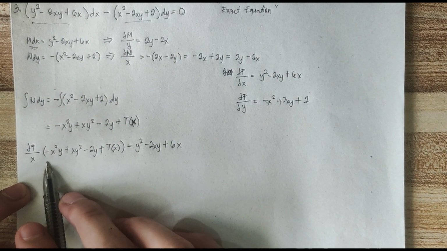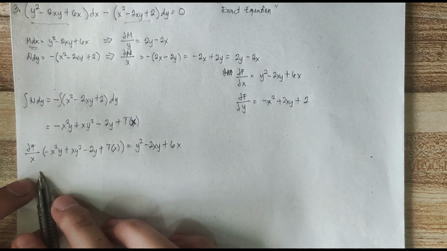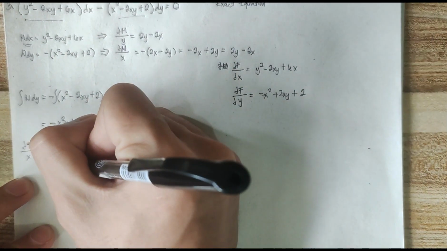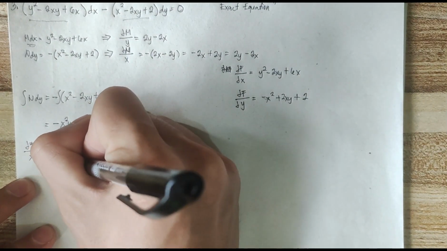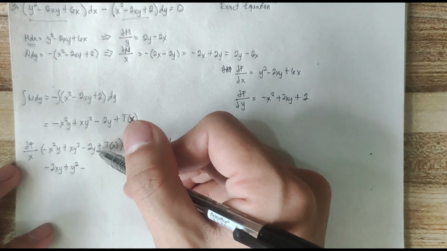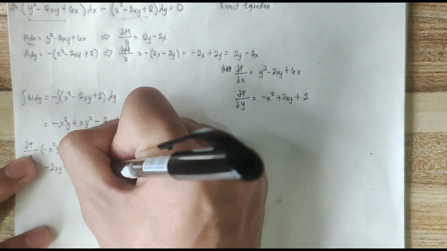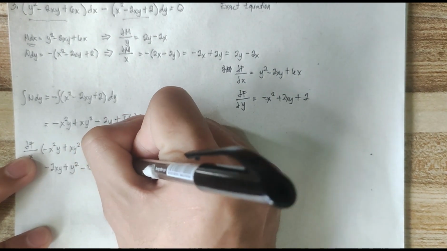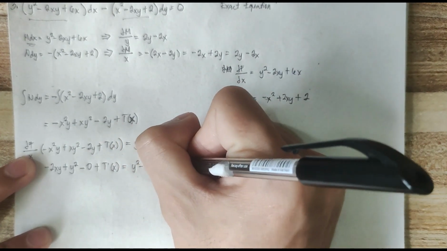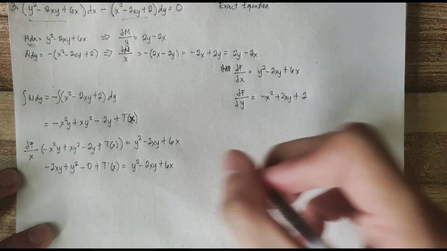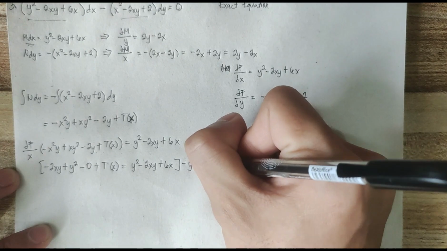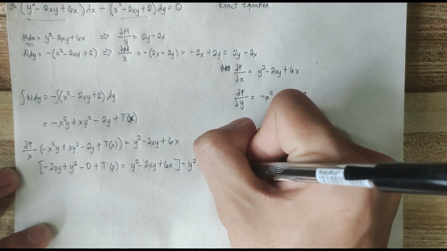So now we need to derive this function in terms of x. Then we have negative 2xy plus y squared minus the derivative of negative 2y in terms of x, which is 0, plus T prime of x is equals to y squared minus 2xy plus 6x. Then subtract both sides by y squared and add both sides by 2xy.